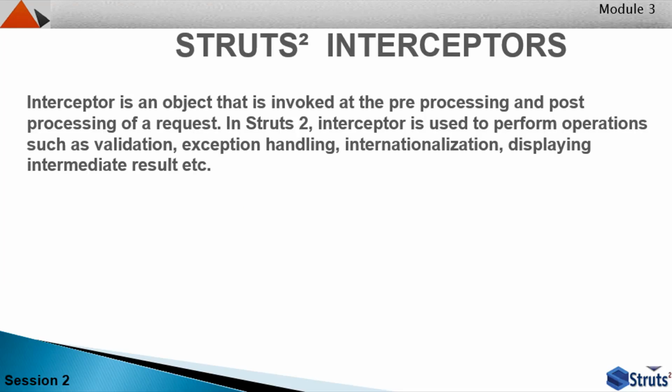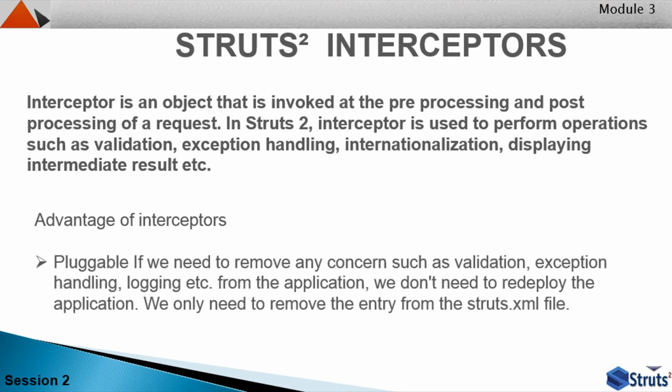An interceptor is an object that is invoked at the pre-processing and post-processing of a request. In Struts 2, an interceptor is used to perform operations such as validation, exception handling, internationalization, displaying intermediate results, etc. Advantage of interceptors: they are pluggable. If we need to remove any concerns such as validation, exception handling, logging, etc. from the application, we don't need to redeploy the application. We only need to remove the entry from the struts.xml file.